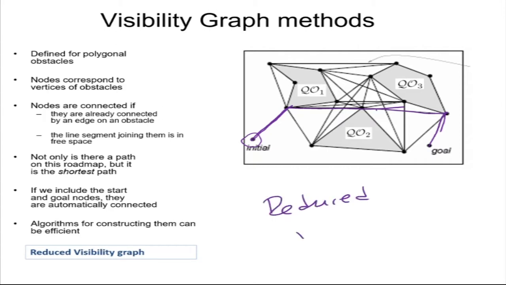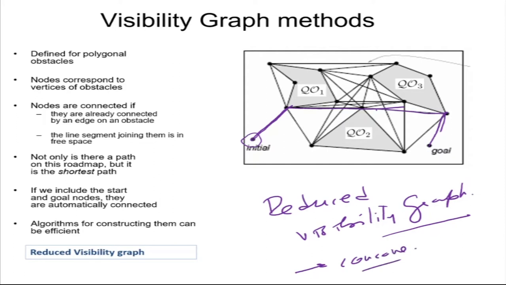So, reduced visibility graph. In this reduced visibility graph, we basically remove the edges which are there in the concave parts to make it faster. Okay. So for this, please refer to the previous lecture.